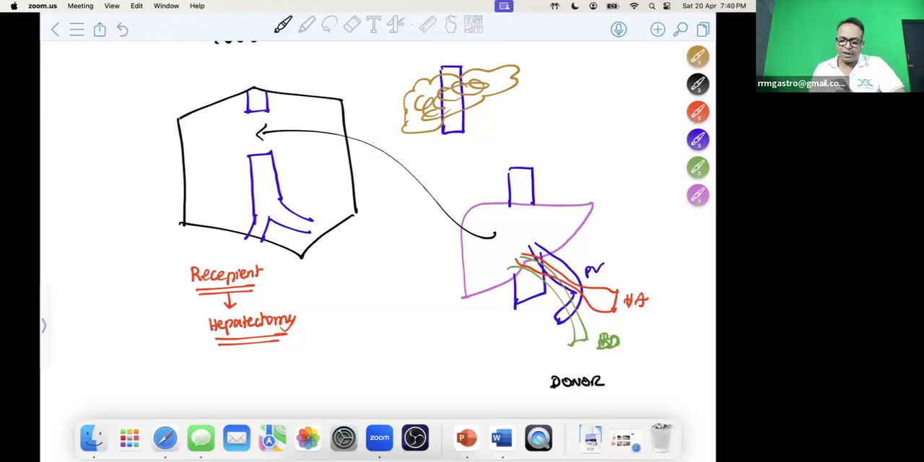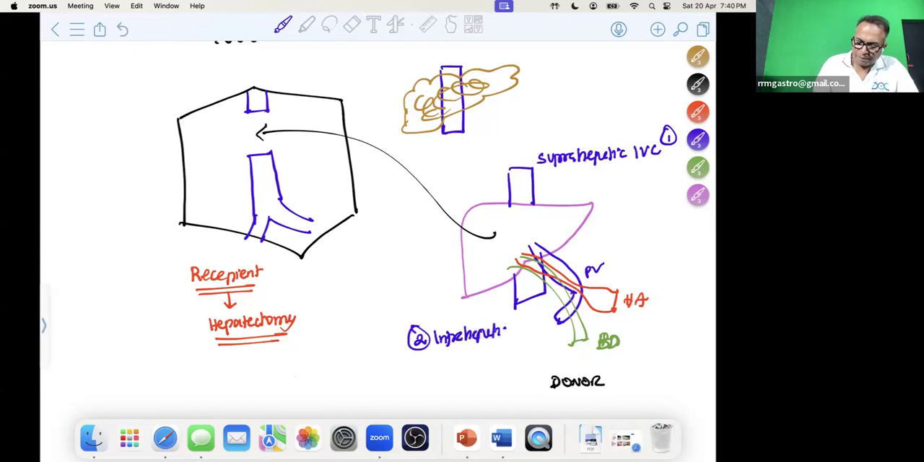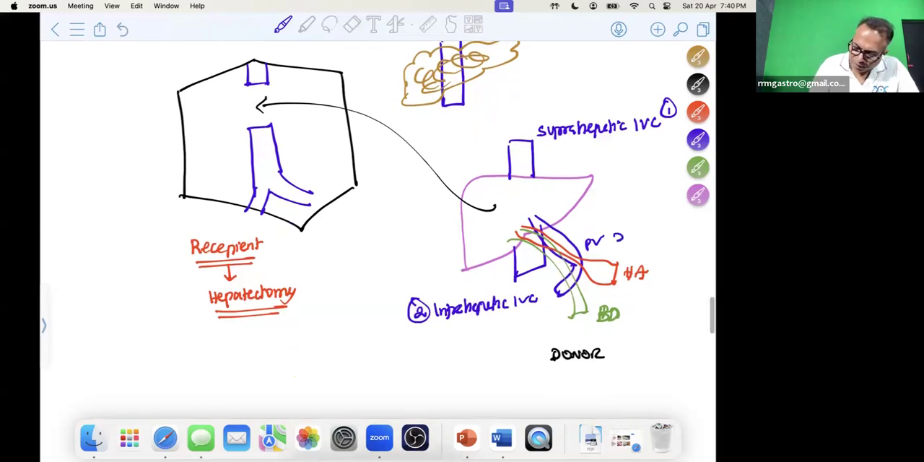In classical surgery, we keep it as such in this place. First anastomosis is the suprahepatic IVC. Please don't forget. Second anastomosis is the infrahepatic IVC. Third is the portal vein. Fourth is the hepatic artery. Fifth is the bile duct. This is the order: suprahepatic IVC, infrahepatic IVC, portal vein, hepatic artery, bile duct.